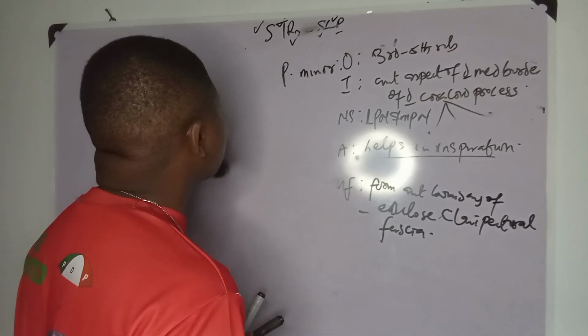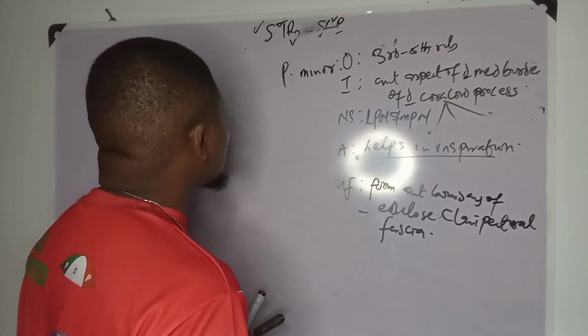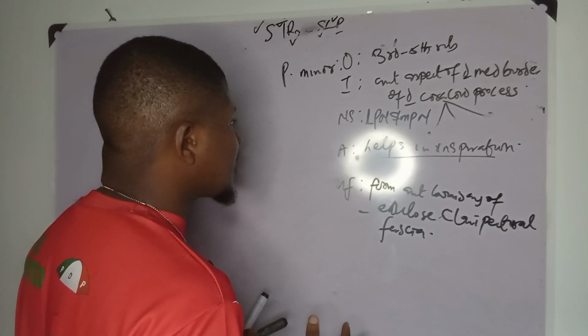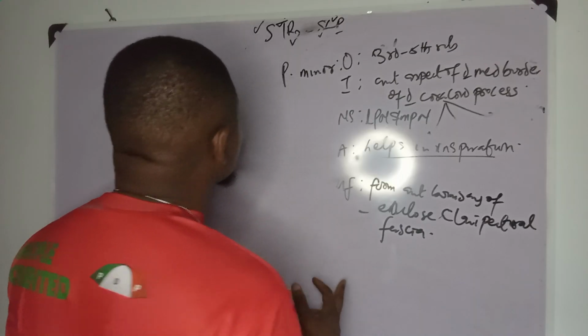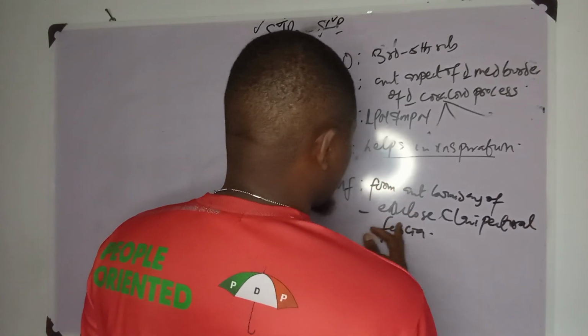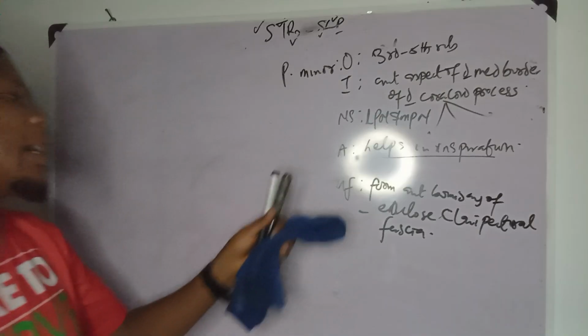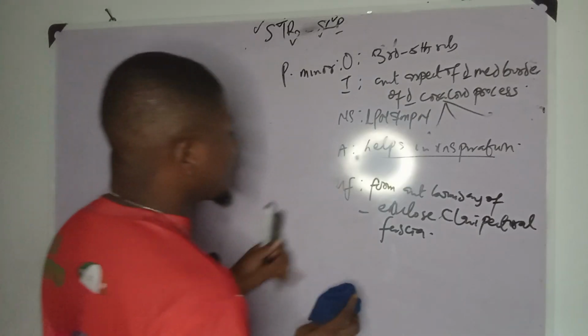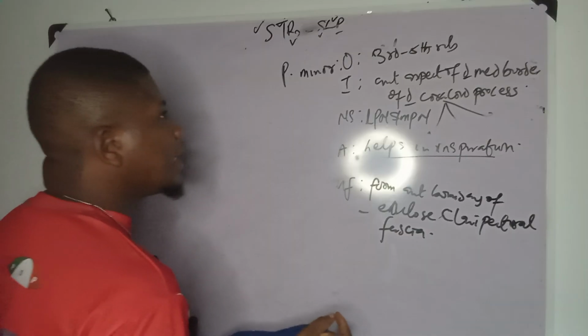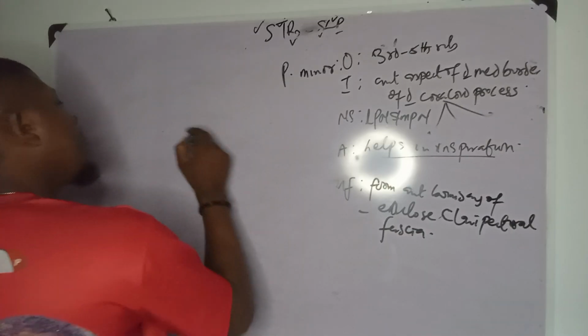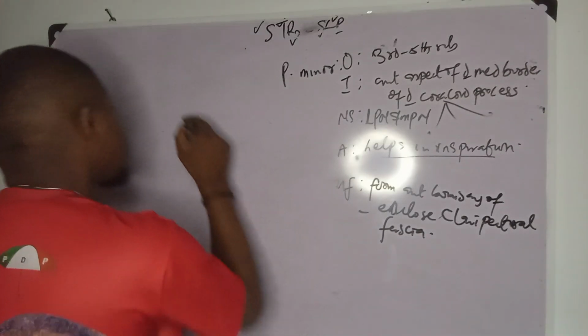I think we have talked about it: it is enclosed by the clavipectoral fascia and it forms the anterior wall of the axilla. So these are the unique features of pectoralis minor. Then the last one, which is serratus anterior.